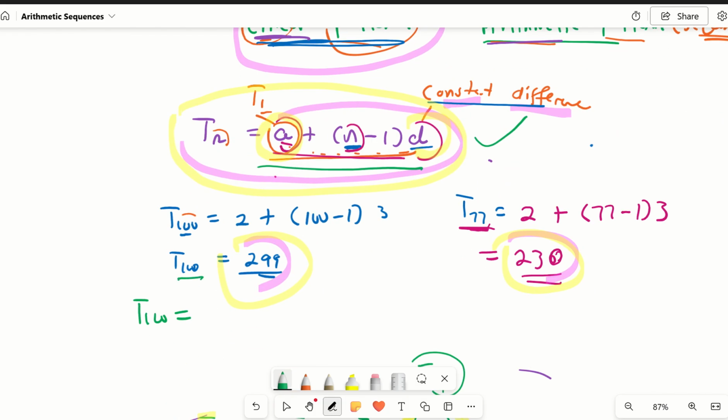We applied this formula for T100. In place of A, we put 2 because that's the first term. In place of D, we put 3, and in place of n, we put 100 because that's what we're looking for. We got T100. So that's what we did.